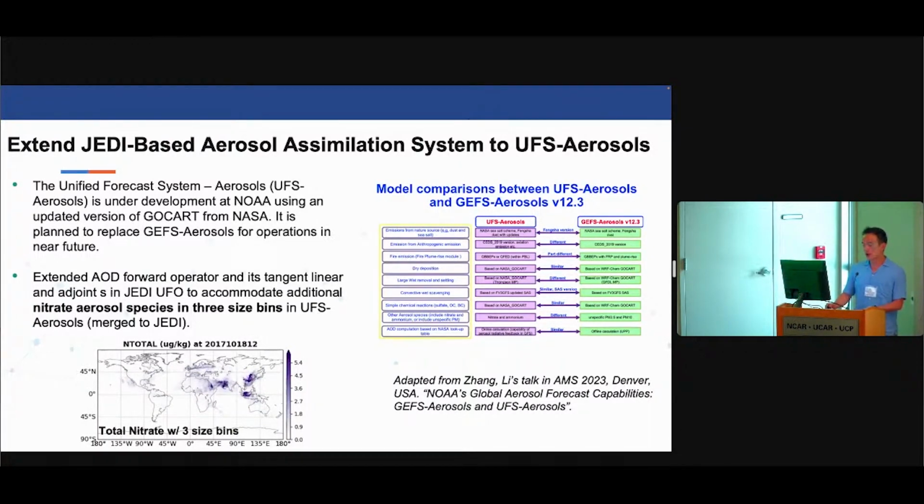What matters to our AOD assimilation is that the new model will include additional natural aerosol species in 3 size bins, as shown in the animation at the bottom. To accommodate this change, we extended the AOD forward operator and the tangent linear and adjoint models in JEDI UFO. It means that when we're calculating the AOD in the forward model, we will consider the contribution from the natural aerosol species, and in return, the resulting AOD increment will also be used to adjust natural aerosol species as well. All the development has been merged to JEDI's internal repository, and hopefully it will eventually become publicly available through JEDI's future releases.